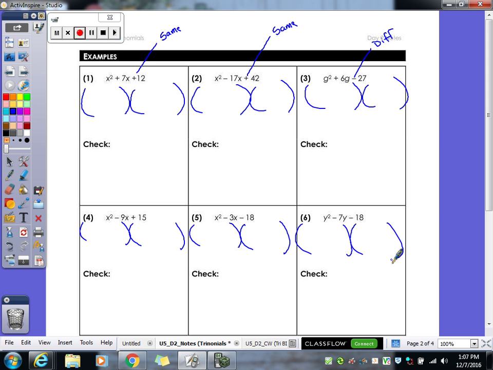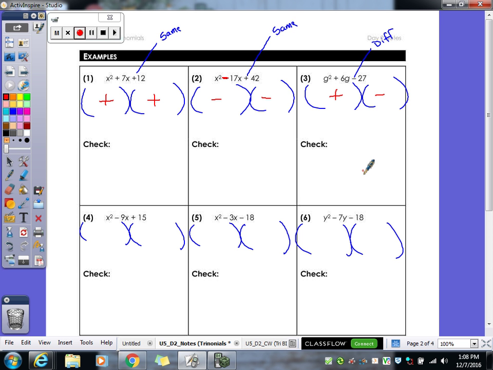Okay. So signs are the same. I'm going to look at my first position here. That's positive. That means both signs are going to be positive. This is a negative. That means they're both going to be negative. This, when I looked here, was a negative sign, meaning different. That means one's going to be a plus, one's going to be a minus. Okay?